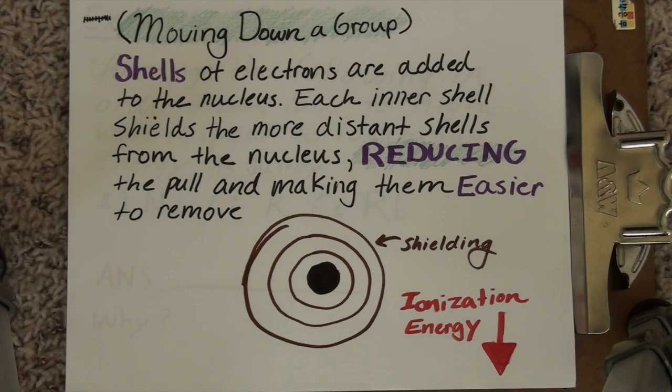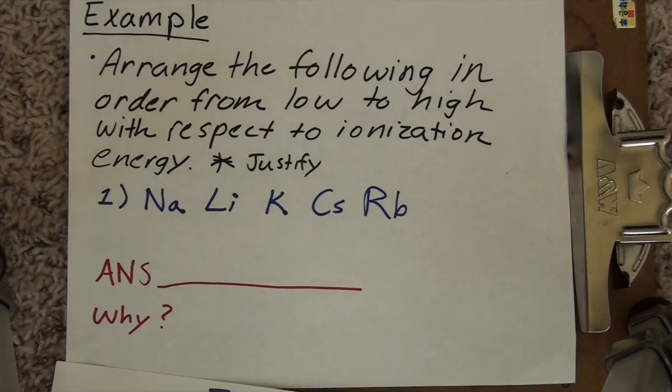Moving down a group, ionization energy decreases. Why? Each inner shell shields the more distant shells from the nucleus, reducing the pull of the nucleus on the valence electrons and making them easier to remove. Protons are also being added, but the shielding effect of the negatively charged electron shells cancels out that added positive charge. Going on to an example problem.